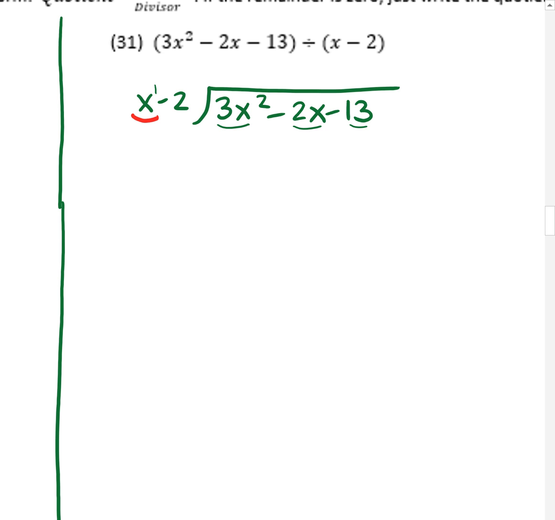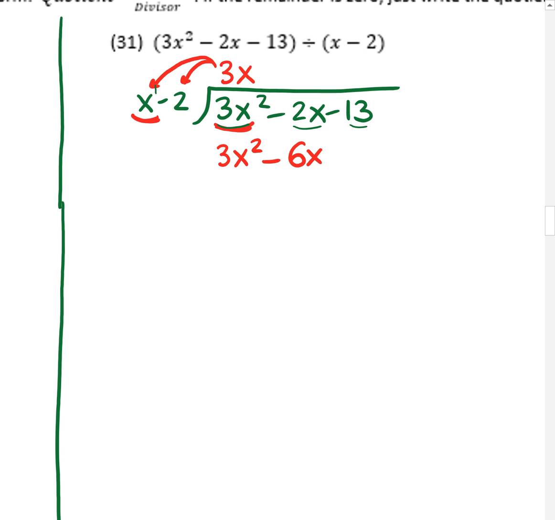Focus on the first terms. x times what would be 3x squared? We would need 3x. x times 3x would make 3x squared. So I'll take that guy and multiply it by both terms outside. 3x times x makes 3x squared. 3x times negative 2 makes negative 6x.